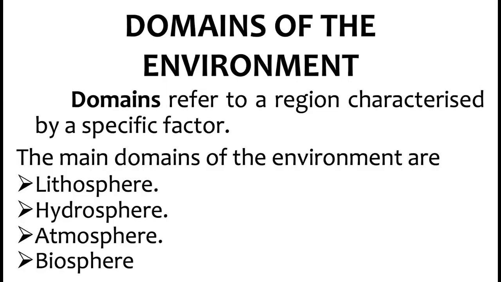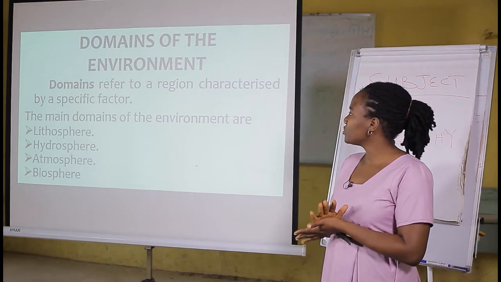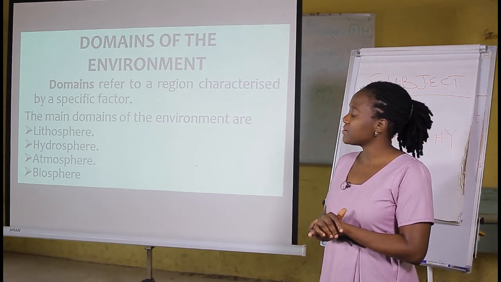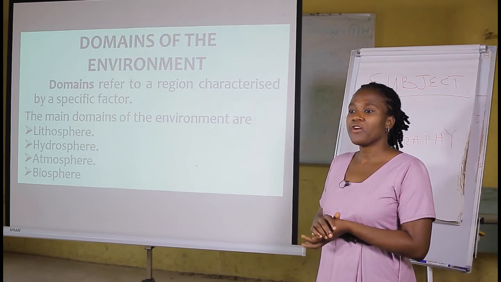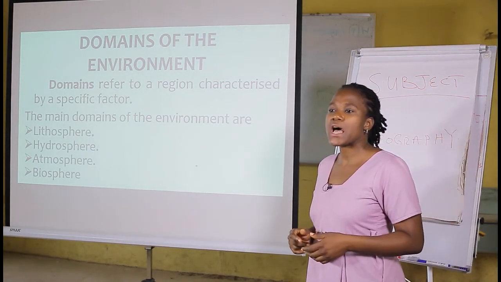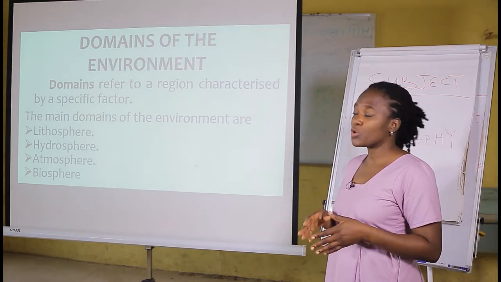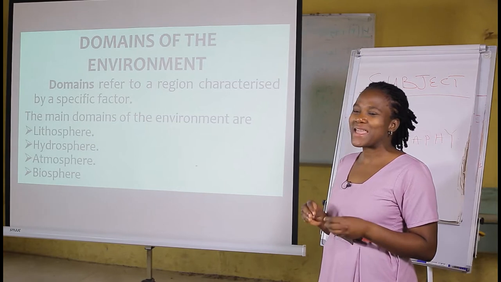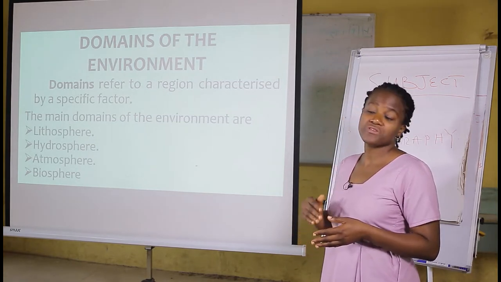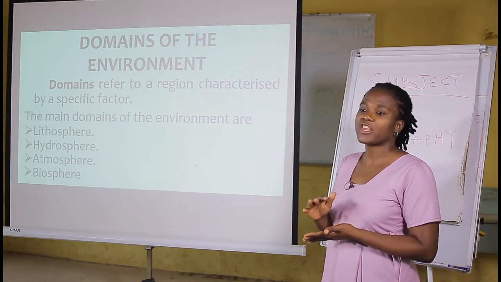Now, we'll look at domains of the environment. When we say domains, we are talking about regions that are characterized by a specific factor, or a grouping that is done based on similar characteristics. Now, the environment has domains. I'll be looking at the main domains of the environment. That means there are more, but we'll be looking at the four main domains. We'll look at them briefly.